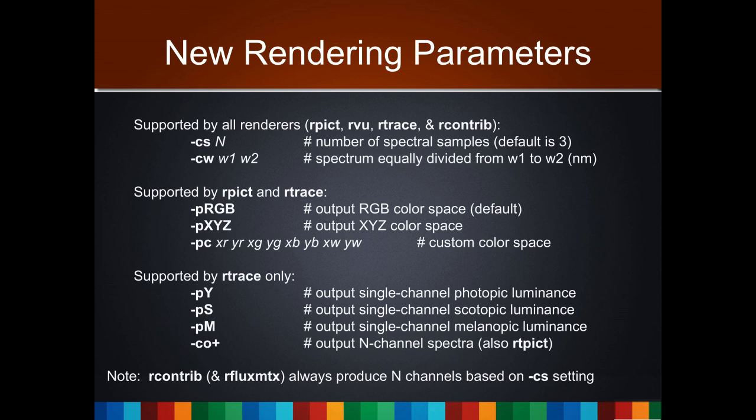Or you can say, in the case of rtrace and rtpict, you can specify -CO plus, and that says output the full spectral computation. So if you've told it to do 24 bands, it will output all 24 bands. So instead of three values at each pixel, you'll get 24. And if you're running rtpict, which is a Perl script which runs rtrace in a way that's like rpict, it will output an HSR, one of these new hyperspectral radiance picture files.